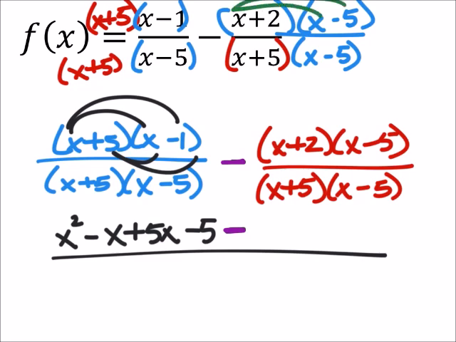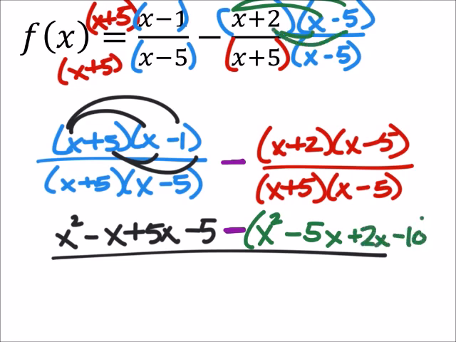So I got x squared minus 5x. Oh, sorry. This is in parentheses, by the way, since it's being subtracted. And then I've got a 2x, and then minus 10. The denominator we're not going to worry about yet to multiply, just because in case we can factor out whatever we subtract, then something may cancel still.